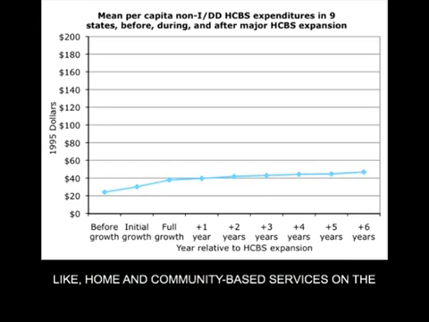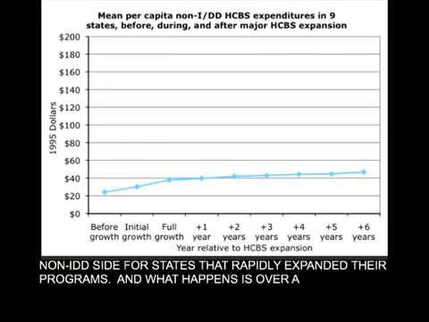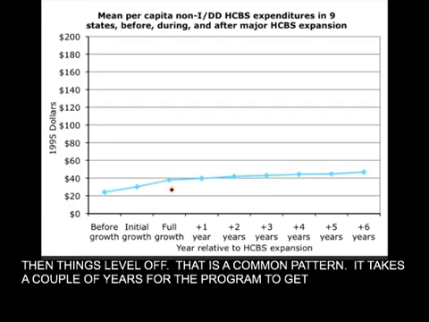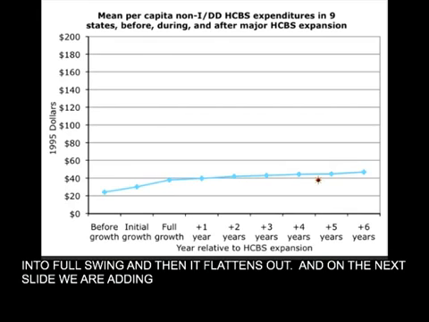Here's what home and community-based services look like on the non-IDD side for states that rapidly expanded their programs. And what happens is over a 2-year period, there is a very rapid increase in expenditures, almost a doubling of expenditures, and then things level off. That's actually a fairly common pattern. It takes a couple of years for the program to really get into full swing, and then it flattens out.